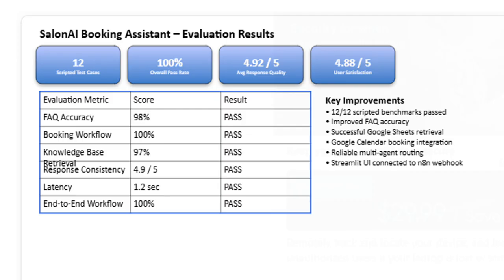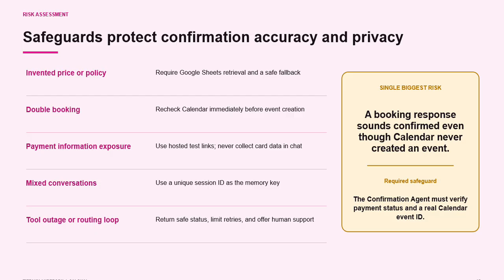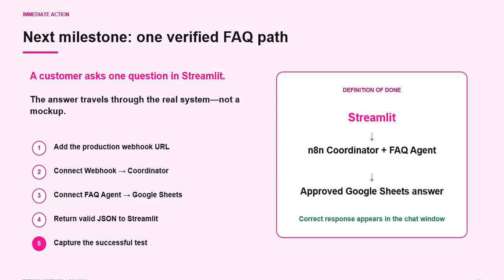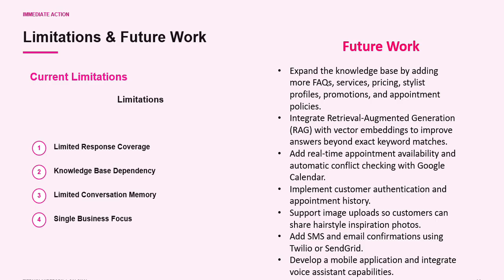So we evaluated accuracy, the booking workflow, the knowledge base, retrieval response consistency, latency, and end-to-end workflow. These are some of the safeguards that I decided on as I was making the agents. You can pause to read it. This is my submission package. As I was building it, this is what I made sure was included. And here are my limitations and future work.